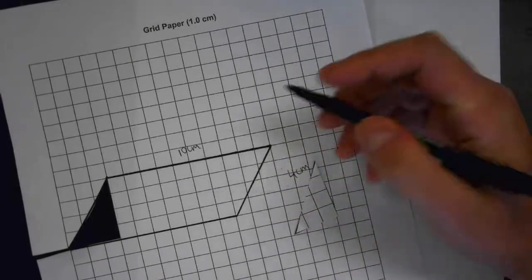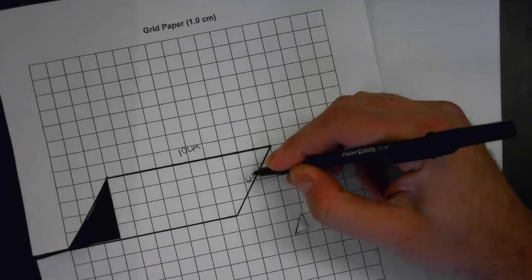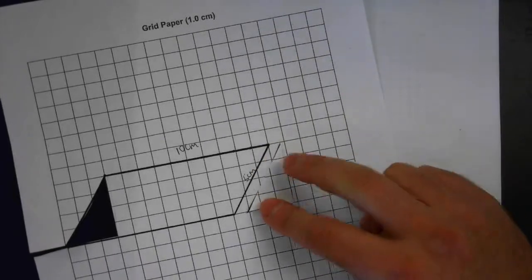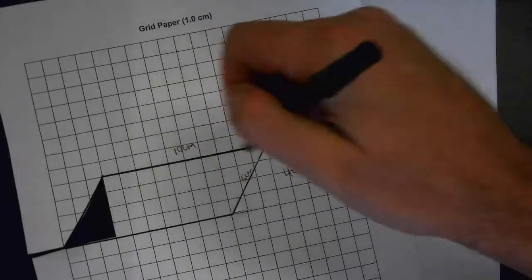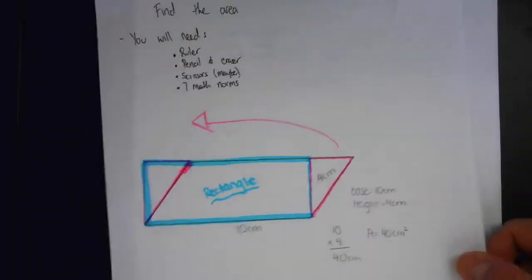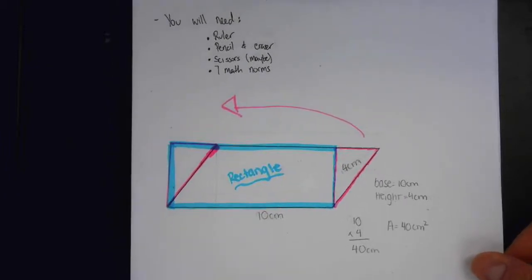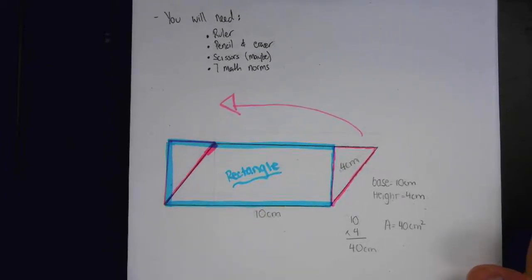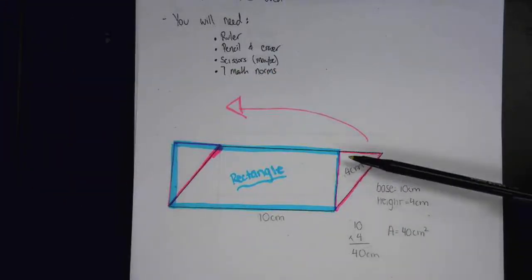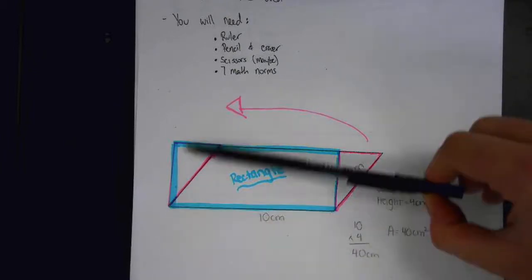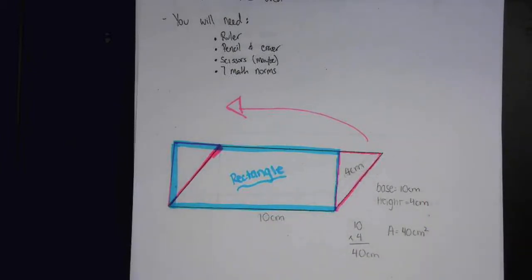So now this 5 centimeter side is gone. We don't need it. Okay, so then if you did 10 times 4, it's 40 centimeters squared. Okay. So your group did almost the exact same thing, except you didn't cut it out. You just drew it and moved it over. So the 5 centimeter side is now gone, and it's 4 centimeters. And you got the same answer.